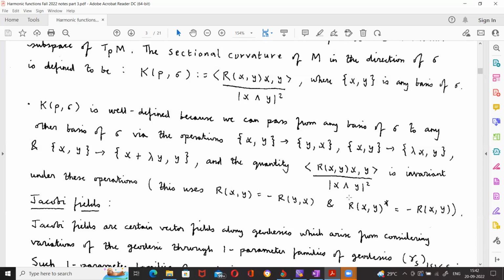Is it clear? This is a simple verification, so I give it to you, I'm not writing this. That this is invariant, independent of the choice of basis. So this is defined to be the sectional curvature of a two-plane.